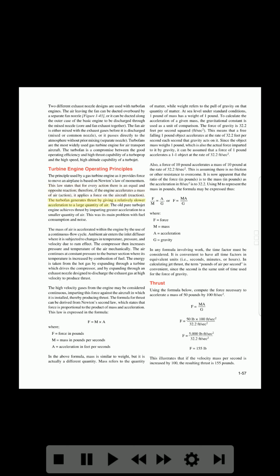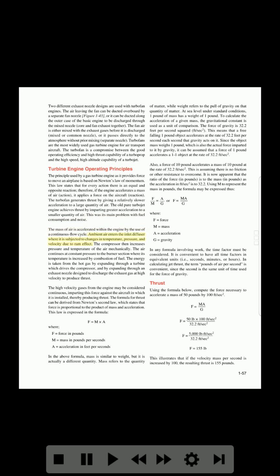The turbofan generates thrust by giving a relatively slower acceleration to a large quantity of air. The old pure turbojet engine achieves thrust by imparting greater acceleration to a smaller quantity of air. This was its main problem, with fuel consumption and noise. The mass of air is accelerated within the engine by the use of a continuous flow cycle.